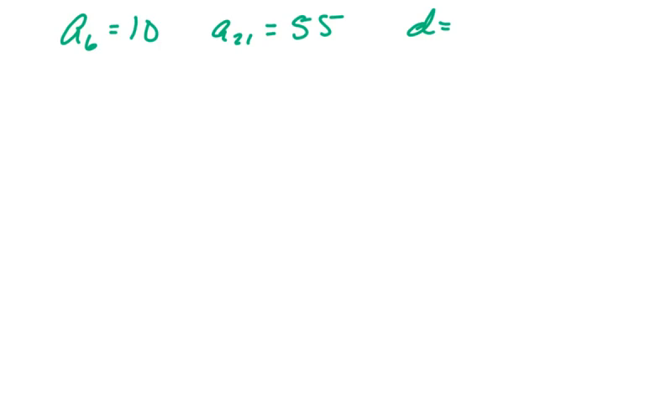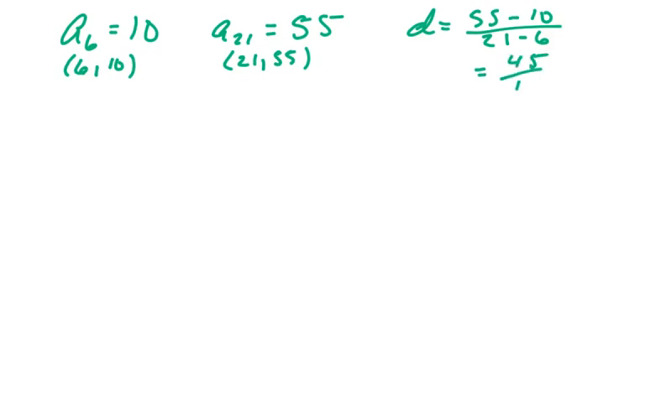So each of these are points, right? So if we have n equaling 6, it means we get 10 for a sub 6. And if n is 21, then we get 55 for a sub 21. So for the difference, using our slope formula, we would do 55 minus 10 over 21 minus 6. And so that gives us 45 over 15, or 3. So the common difference is 3.